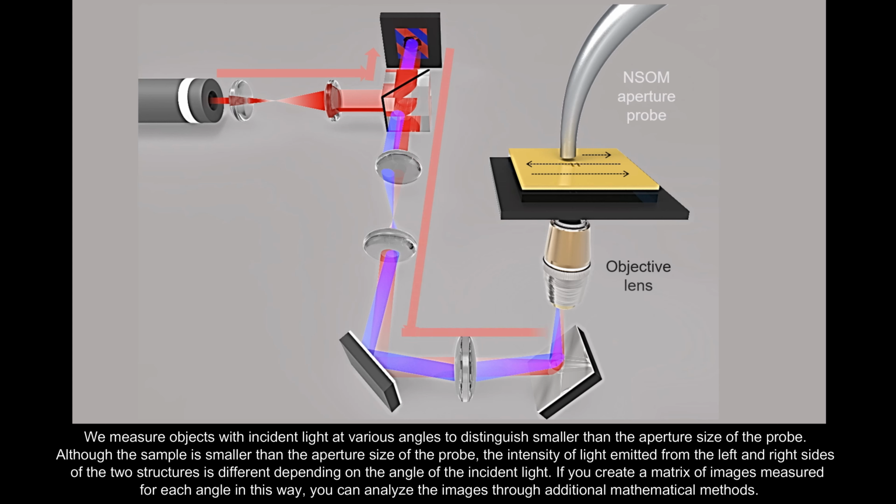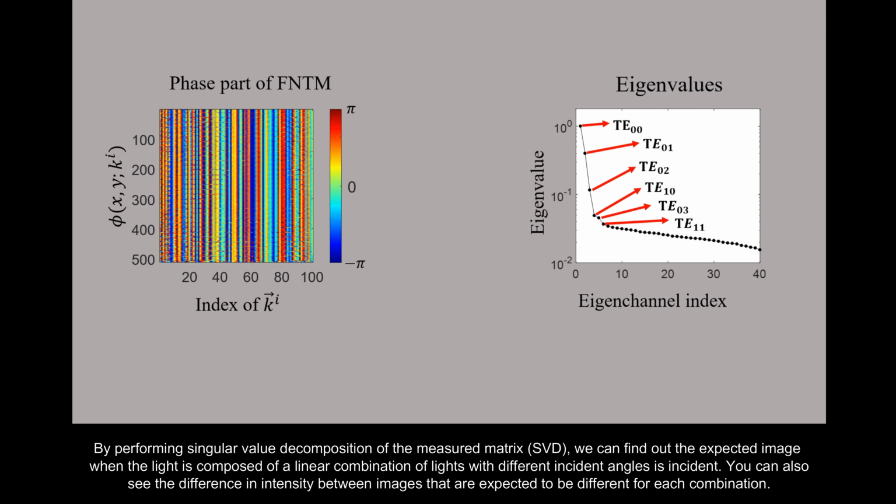If you create a matrix of images measured for each angle in this way, you can analyze the images through additional mathematical methods. By performing singular value decomposition of the measured matrix, SVD, we can find out the expected image when the light is composed of a linear combination of lights with different incident angles is incident.